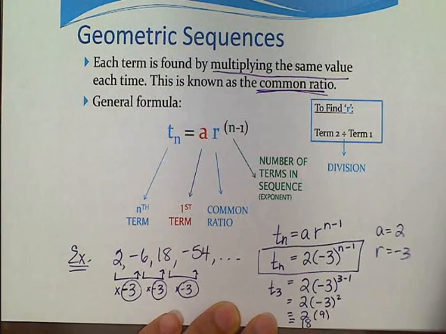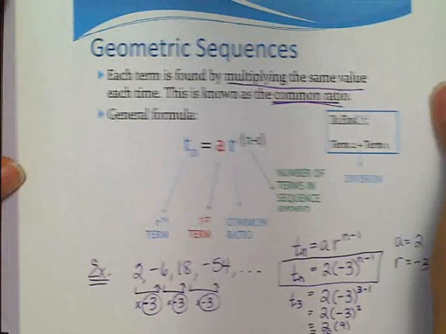So we're going to look at a couple more examples of arithmetic and geometric sequences, and the idea here is to figure out which sequence you have and be able to go with it from there.